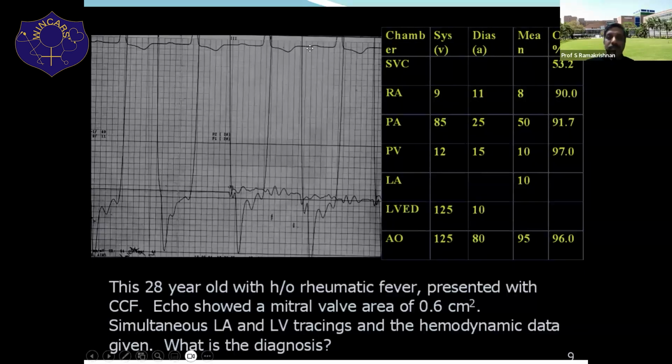Any answers? There is significant stenosis, extremely significant stenosis with history of rheumatic fever, 0.6 centimeter square in a 28-year-old. But still the traces are showing no gradient at a reasonable heart rate. Very good. Durvesh says it's Lutembacher. Why do you say that, Durvesh? There is a massive step up happening from 53 to 90, at the RA level.